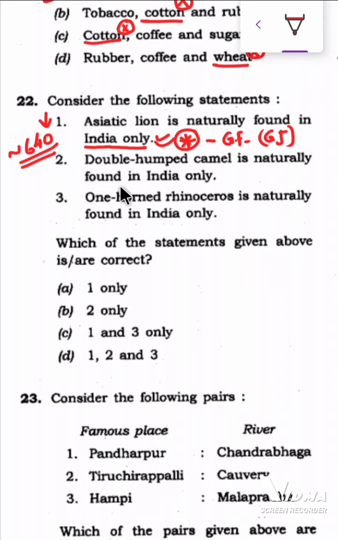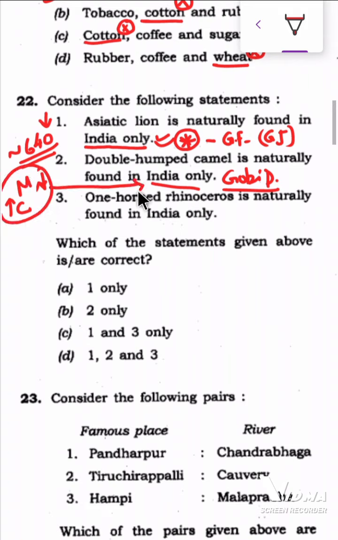The second statement says double-humped camel is naturally found in India only. This is not right. The double-humped camel is a native of the Gobi Desert. The Gobi Desert is found in Mongolia and China, that is, the south of Mongolia and the north of China. The Gobi Desert is also called a cold desert of the world. So the double-humped camel is not naturally found in India only.